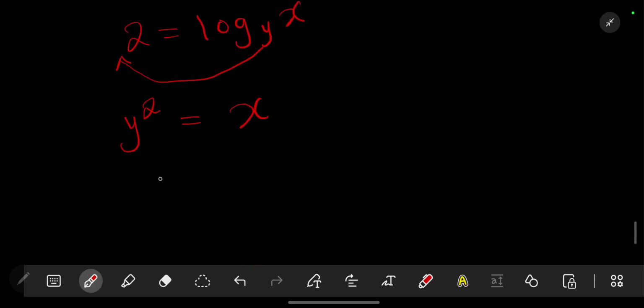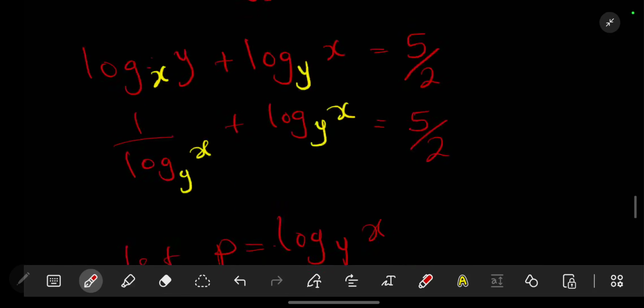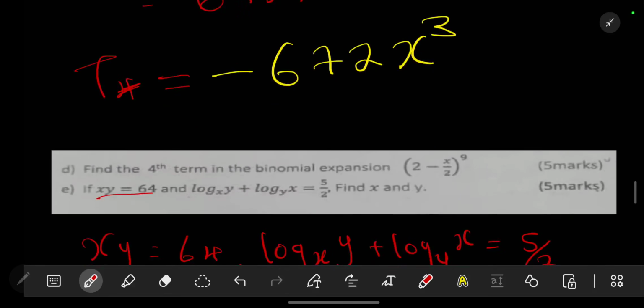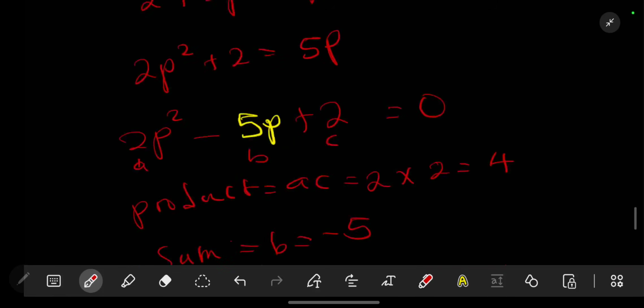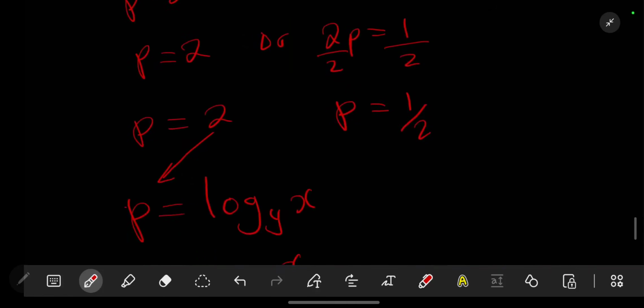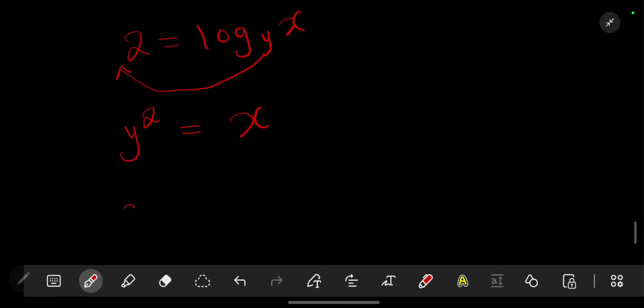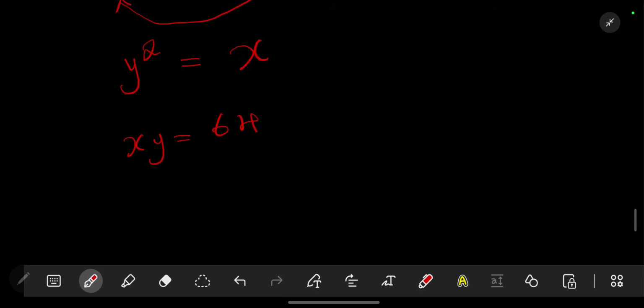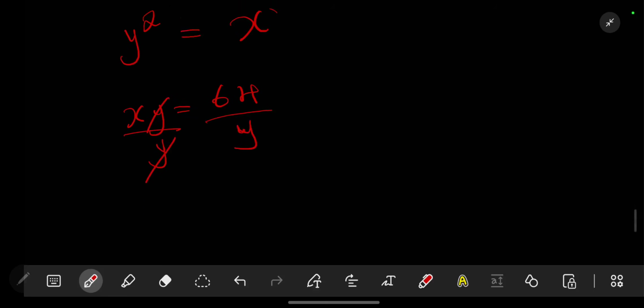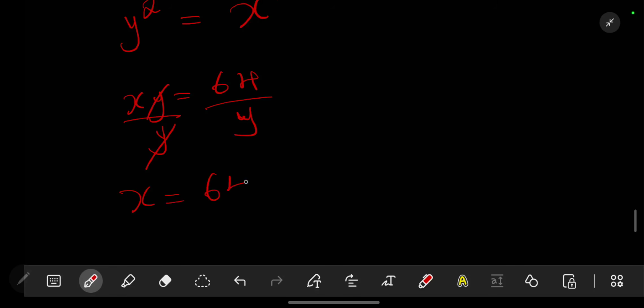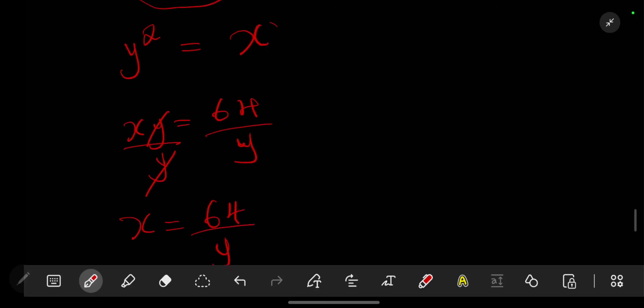Now, knowing the other equation that they gave us in the question is xy is equal to 64. So we are going to say our xy should be equal to 64. So you are solving them simultaneously. Since x is the one without the power, make x the subject of the formula. Whichever one you make, it's still the same answer. So we have x is equal to 64 over y.